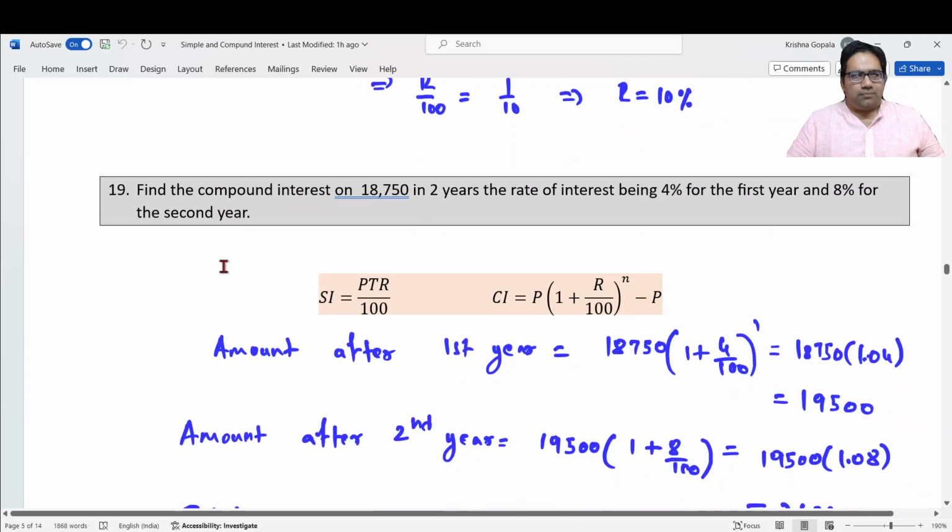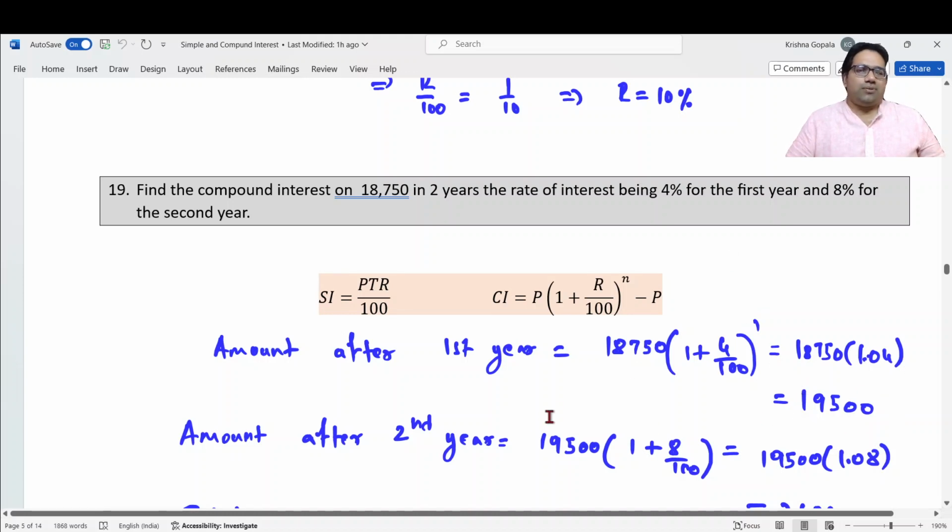Good. Next one. Find the compound interest on Rupees 18,750 in 2 years, the rate of interest being 4% for the first year and 8% for the second year. Okay. Very good. P into (1 plus R by 100). After the first year, what will it become? 18,750 into (1 plus 4 by 100), that is 1.04. After the first year, that is 19,500.